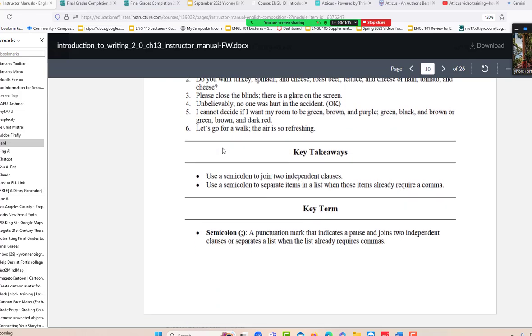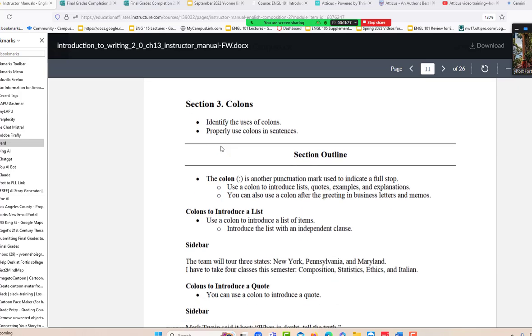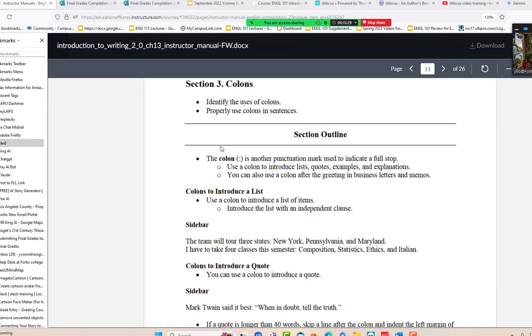Key takeaways. Use a semicolon to join two independent clauses. Use a semicolon to separate items in a sentence when those items already require a comma. The colon. The colon is another punctuation mark used to indicate a full stop. Use a colon to introduce lists, quotes, examples, and explanations. You can also use a comma after the greeting in business letters and memos.